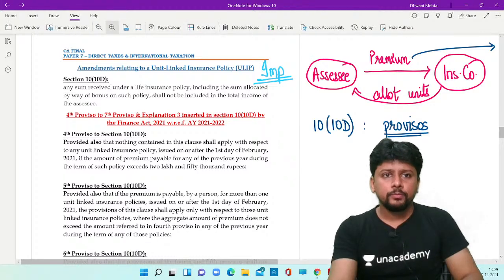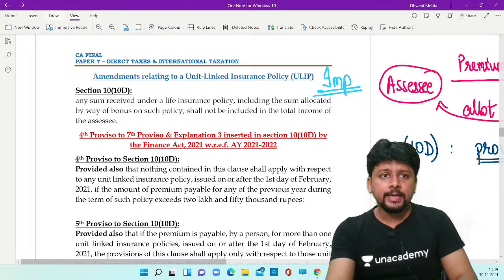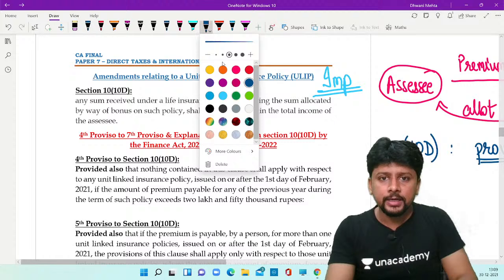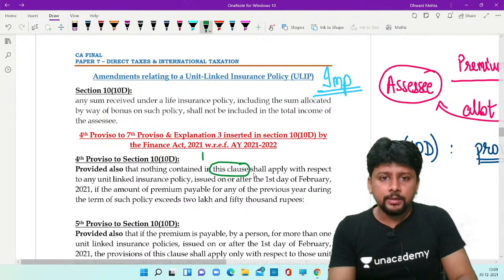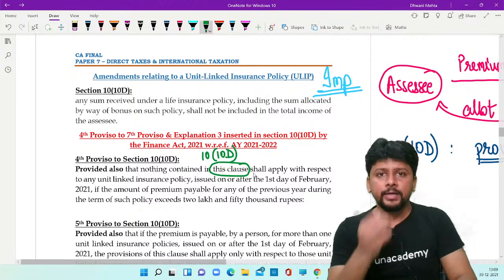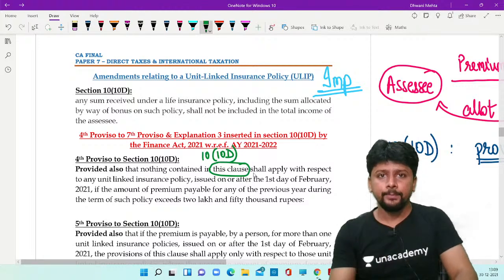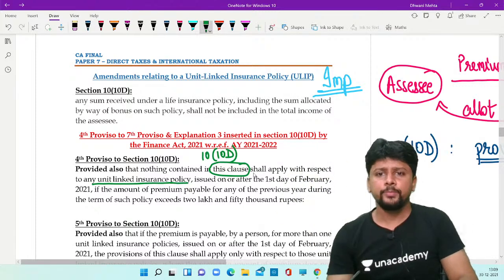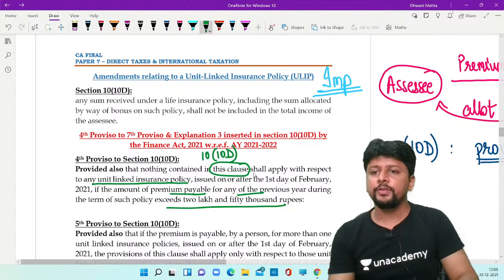First proviso, first amendment, that means the fourth proviso. Nothing contained in this clause, meaning clause 10(10D), that means section 10, clause 10(10D). Nothing contained in this clause, exemption will not apply for any unit linked insurance policy issued on or after 1st of February 2021 if the premium amount for any year exceeds 2,50,000.